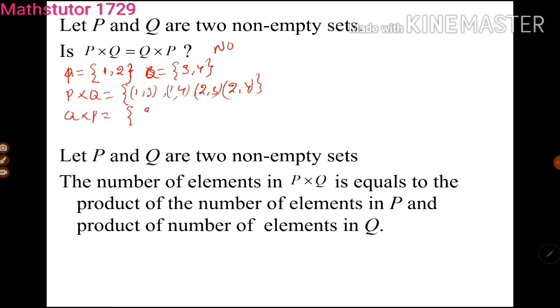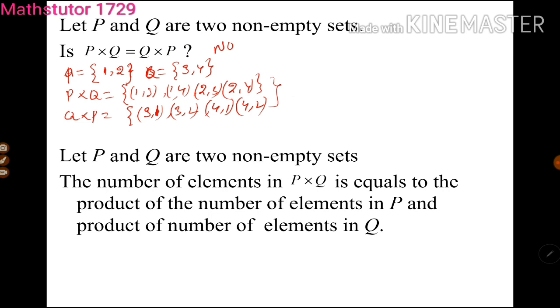(3, 1), (3, 2), (4, 1), (4, 2). If these two sets are equal, then the elements of these two sets should be equal.